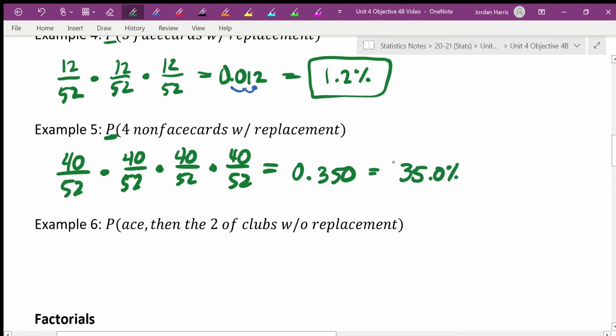35.0%. It's actually a lot smaller than a lot of people think logically, because 40 out of 52 seems very likely, but it has to happen 4 times in a row, which means we're really decreasing that probability each time. So 35% chance if I did 4 card draws with shuffling in between, that they would all be non-face cards, so ace through 10, non-face cards.